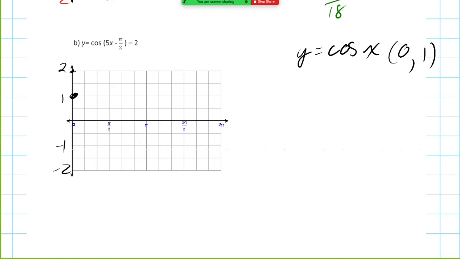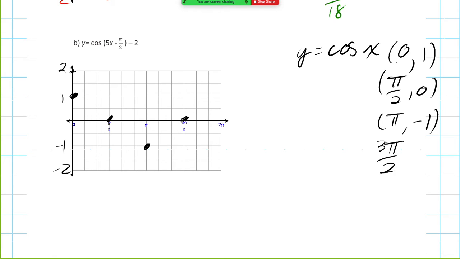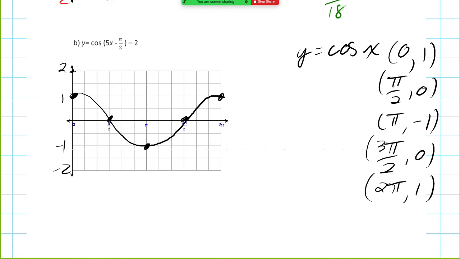We actually start up here. When we get to pi over 2, that's actually at 0, okay? Pi is at negative 1. 3 pi over 2 is at 0 again. And then finally, 2 pi is back at 1. Okay, so these 5 coordinates come in really, really handy for cos. So the original one, we'll give it a bit of a curve to it. But here's your original cos.